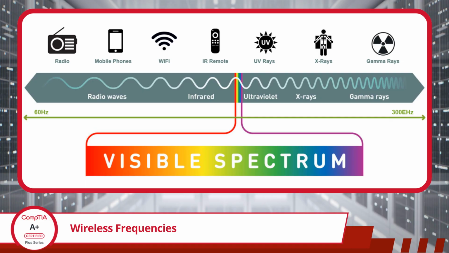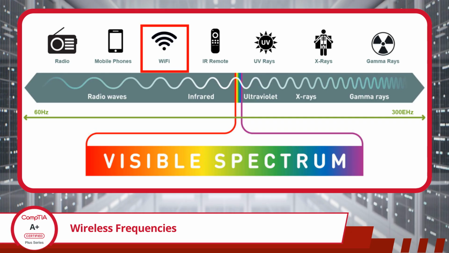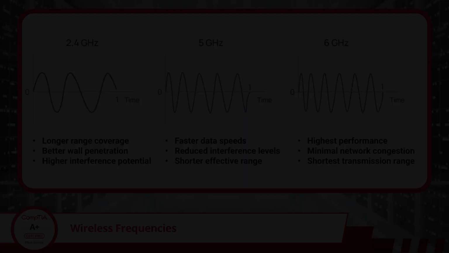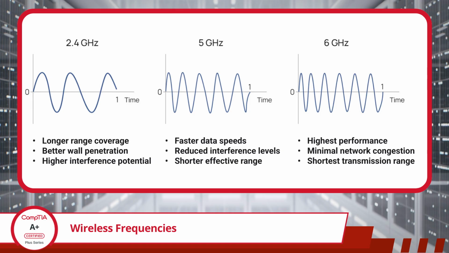But for the CompTIA A+ exam, we are going to focus on the 3 primary frequency bands used in modern wireless networking. These frequency bands are 2.4 GHz, 5 GHz, and 6 GHz. The first frequency band we will discuss is the 2.4 GHz band.